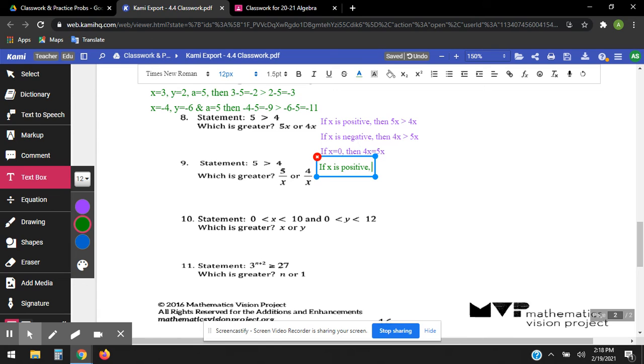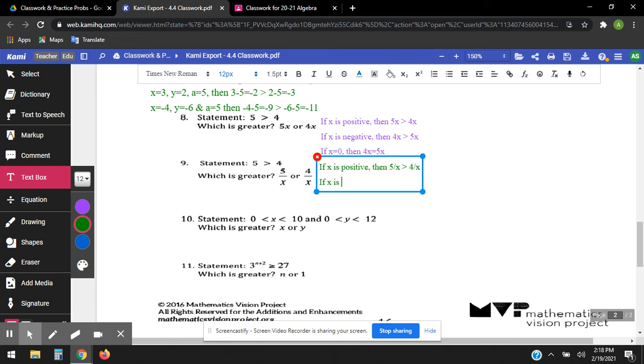I know I don't usually like to use 2s because that can throw things off, but it's easy to divide by 2s. So half of 5 is 2.5. Half of 4 is 2. Okay, divide them by a positive number, then 5 over x is still greater than 4 divided by x.